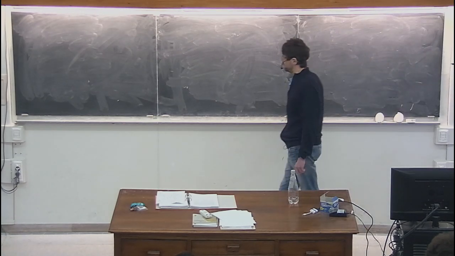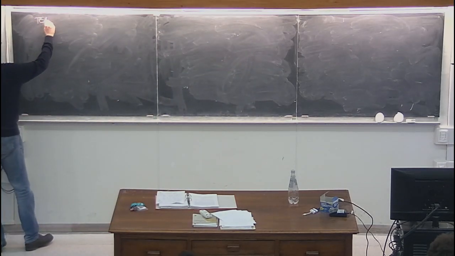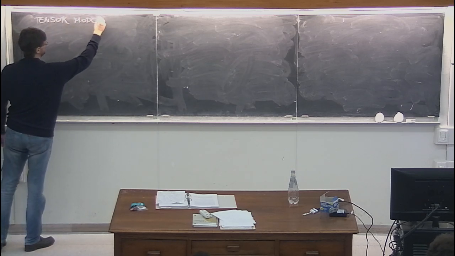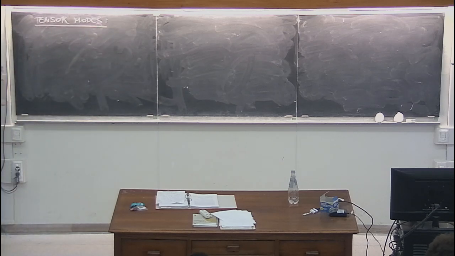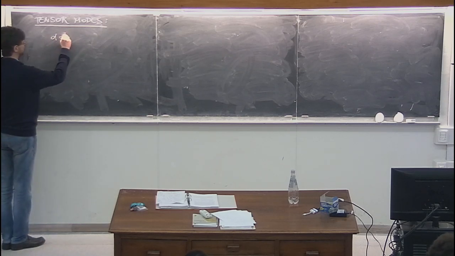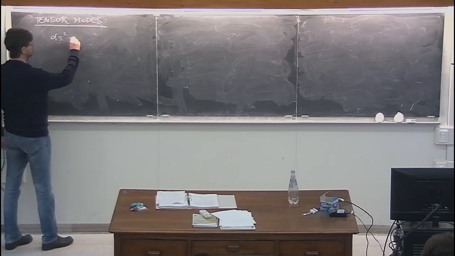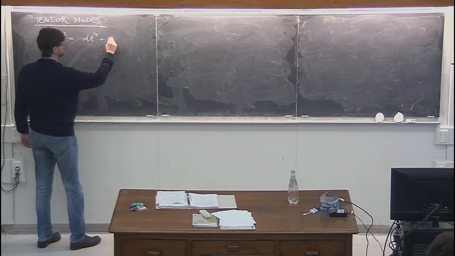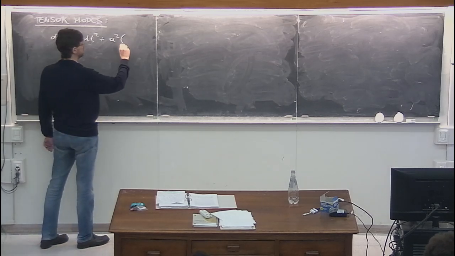Okay? So what I want to do now is talk about tensor modes, because those are another fundamental prediction of inflation. To do that, I go back to my counting of the degrees of freedom, and I remind myself that in fact there are transverse and traceless objects. There are two of them, 2 degrees of freedom in my metric. So I'm going to use this perturbed metric now. I don't care anymore about scalar perturbations. I only care about the tensor modes.